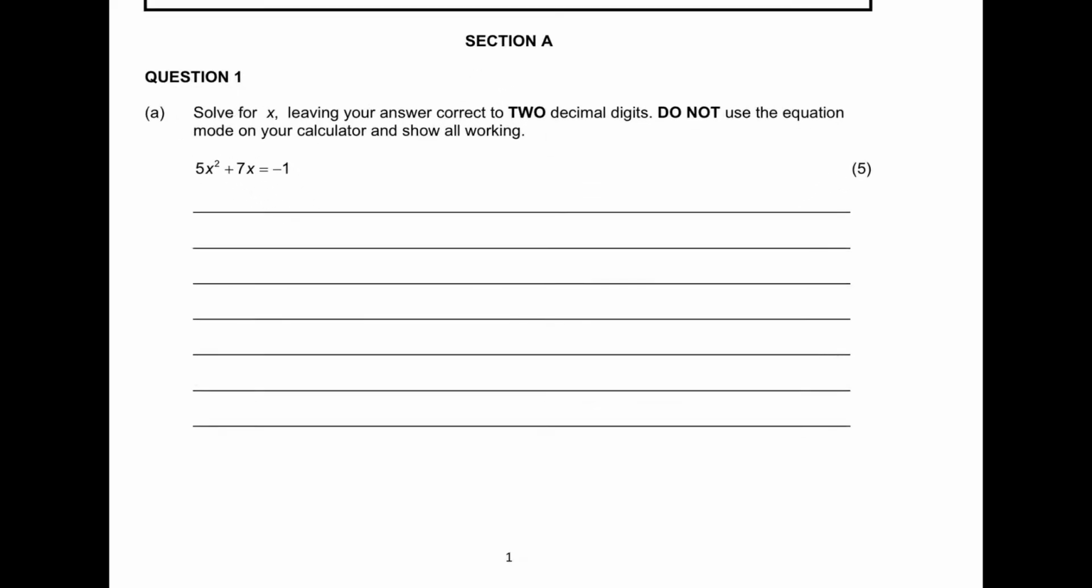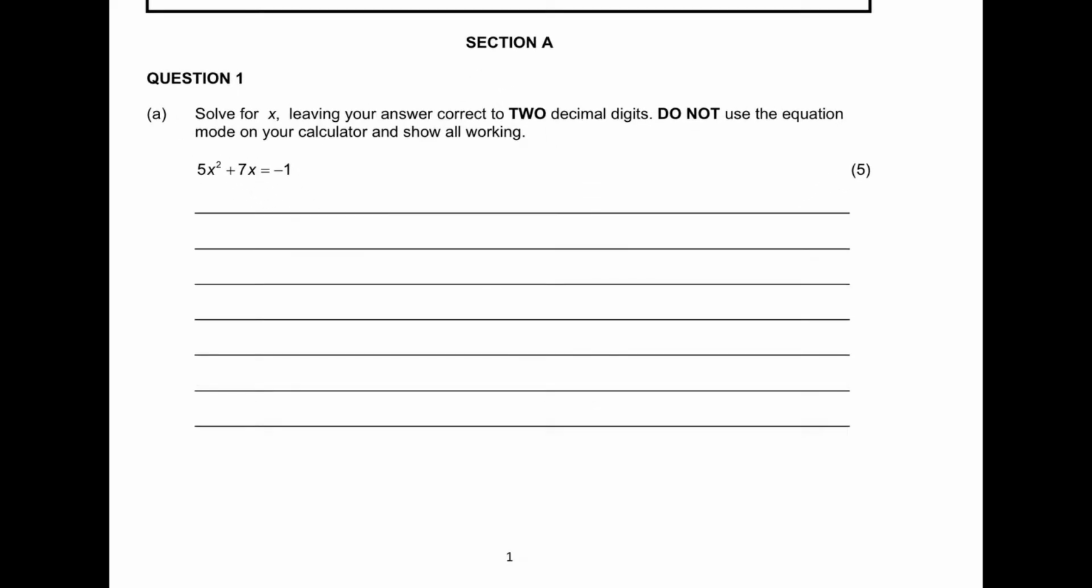Alright, so for question 1, question A, solve for x. Leave your answer to 2 decimal digits. Do not use the equation mode on your calculator and show all working. So the clue here that you have to be factorizing using the quadratic formula is the fact that they ask you to leave your answer correct to 2 decimal digits.